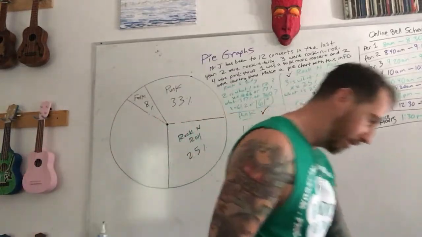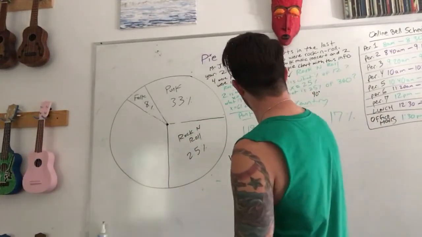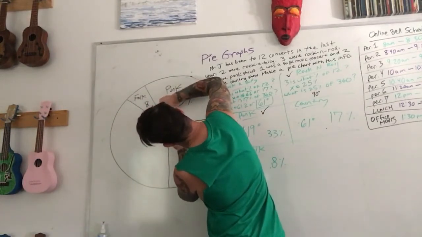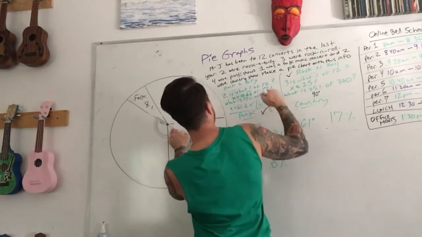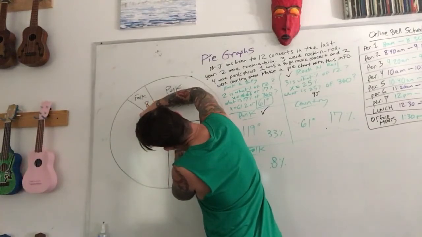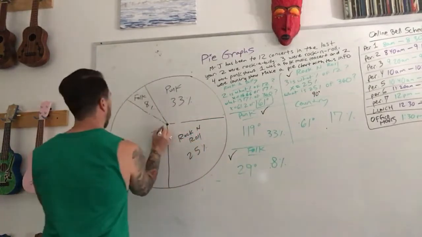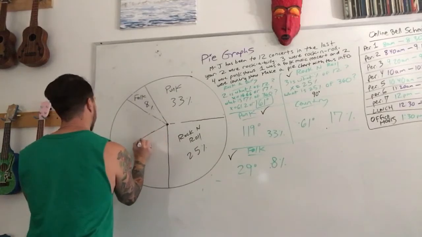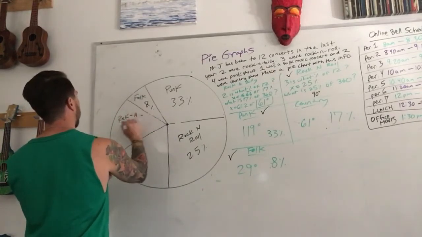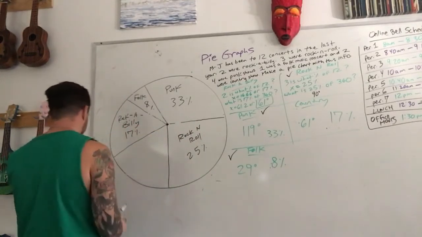My new line of origin over here, I just did rockabilly on here. So rockabilly, we know we're going to do 17%, 61 degrees. A little twisty. All right, rockabilly, 61, up to 10, 20, 30, 40, 50, 60. Finish my line there. That one was rockabilly. Put our percent in there, 17%.